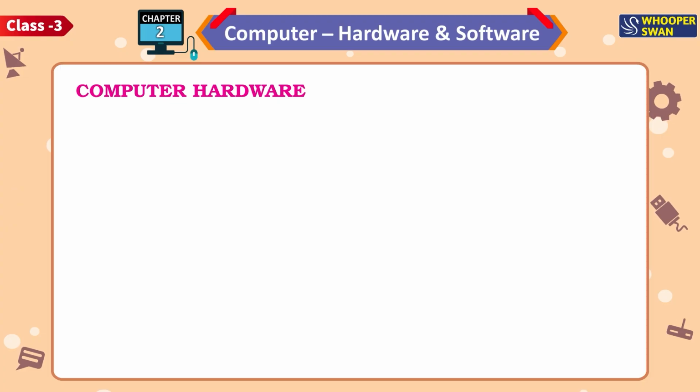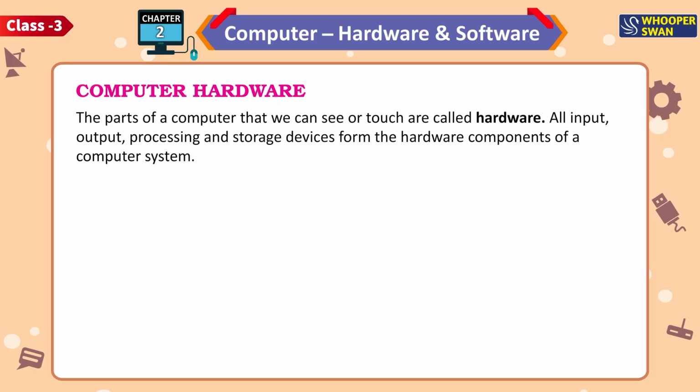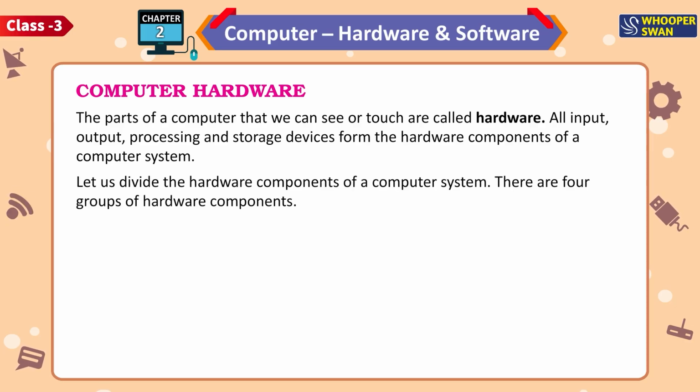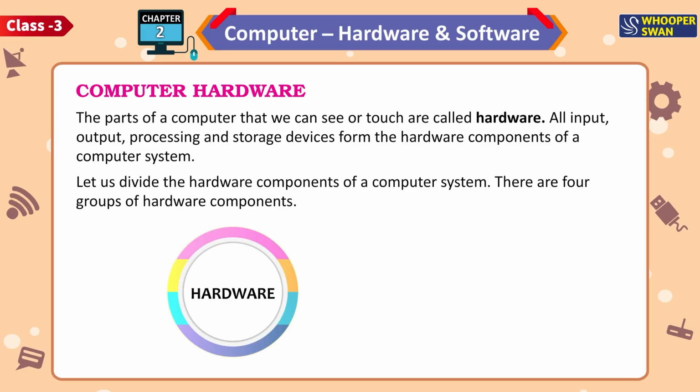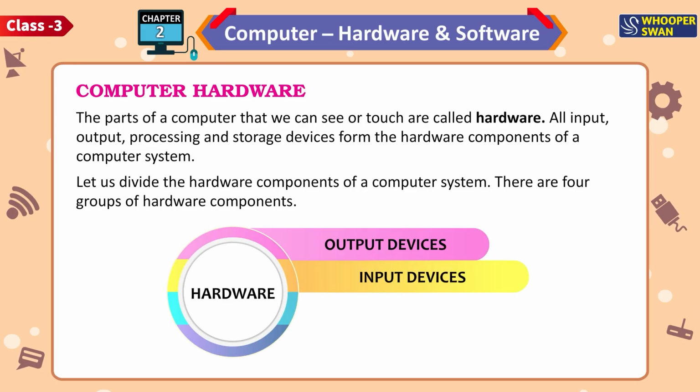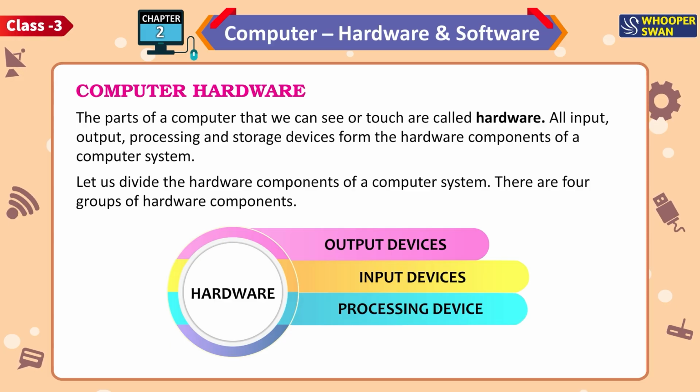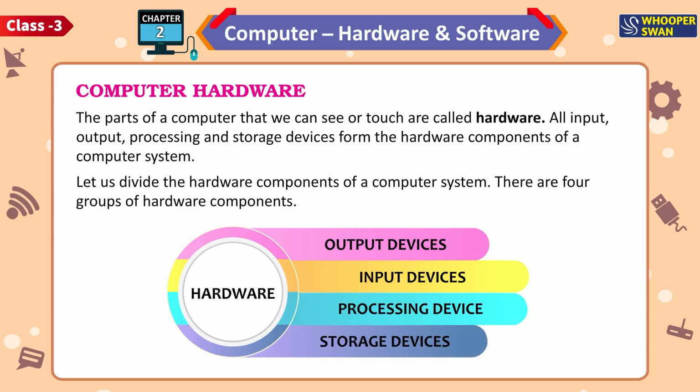Computer hardware. The parts of a computer that we can see or touch are called hardware. All input, output, processing and storage devices form the hardware components of a computer system. Let us divide the hardware components of a computer system. There are four groups of hardware components: input devices, output devices, processing device, storage devices.